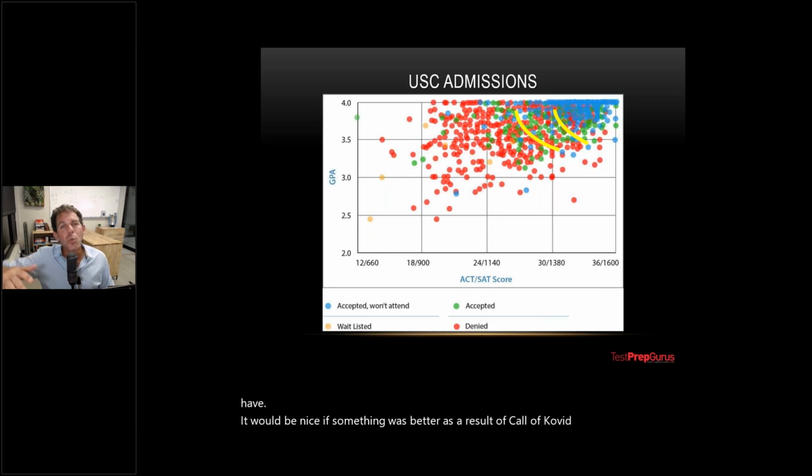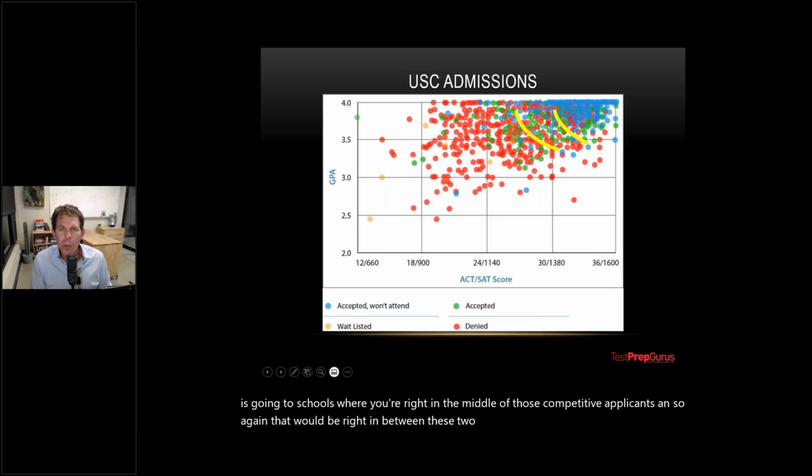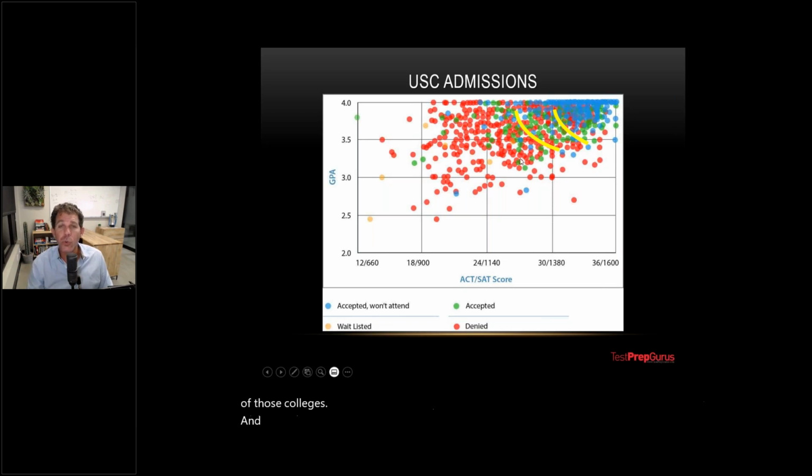The second tranche is going to be schools where you're right in the middle of those competitive applicants. And so again, that would be right in between these 2 yellow marks. And we want to have a number of schools. Those are target colleges. That's where it's going to be a 50-50 at any of those colleges. And then we want to have a few likely schools.